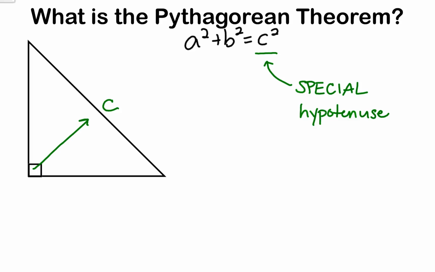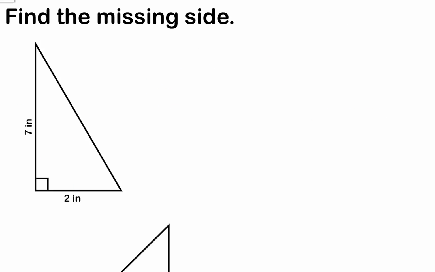Something else to note here is that a and b can be either of your legs. It doesn't matter which leg I give which value. So let's apply it. Let's find the missing side. I always start when I see a right triangle and 2 side lengths by writing out a squared plus b squared equals c squared. And then I always identify the hypotenuse of my triangle. I don't have anything to substitute in for c, but I do for a and b.